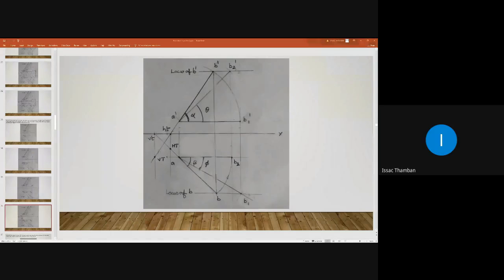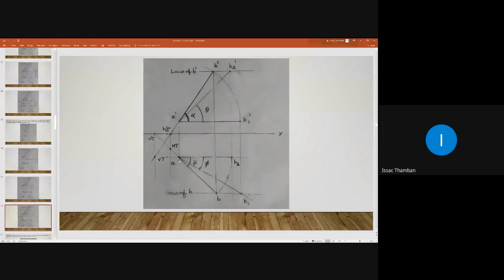Anakha, have you marked the horizontal trace? Yes, sir. Okay. Now, what next? We have to obtain the position of the vertical trace. So, for that, what are the steps?